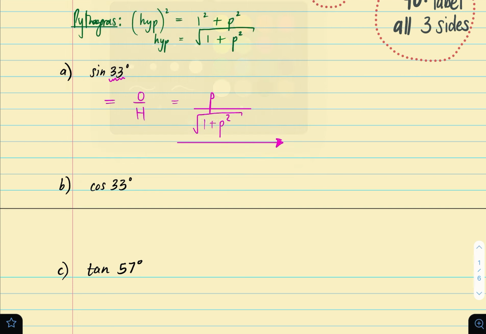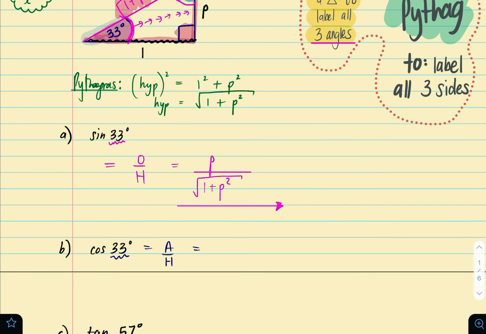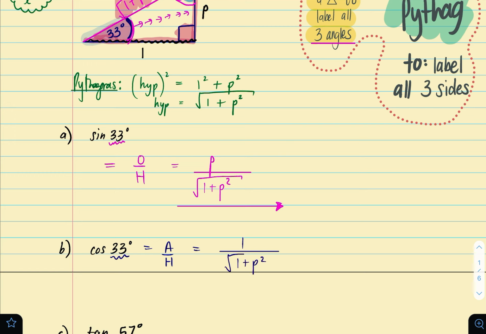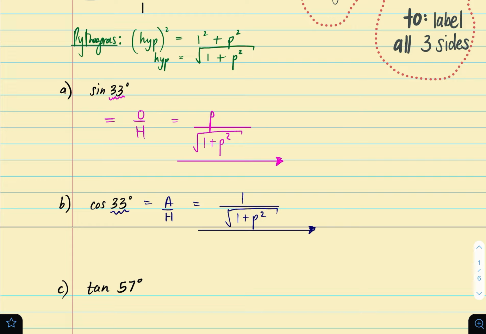Cosine, according to SOHCAHTOA, is adjacent over hypotenuse, using 33 as our reference angle. 33, what's adjacent to it? It is a 1 over the hypotenuse, 1 plus p squared, all under the square root symbol. So there we've done cos 33. And last but not least, let me squeeze it onto the same page.